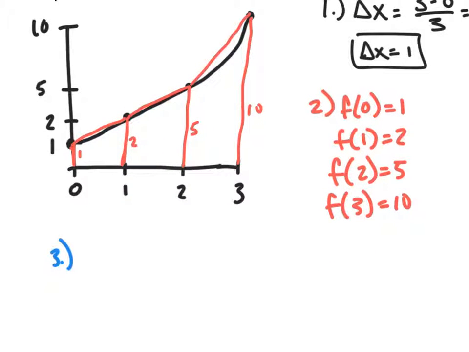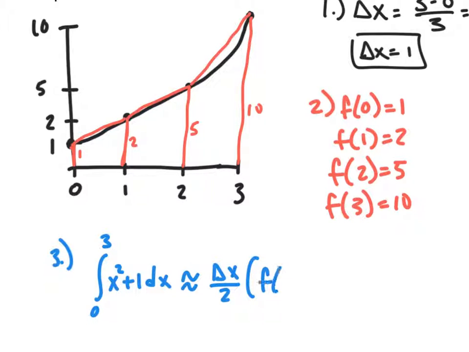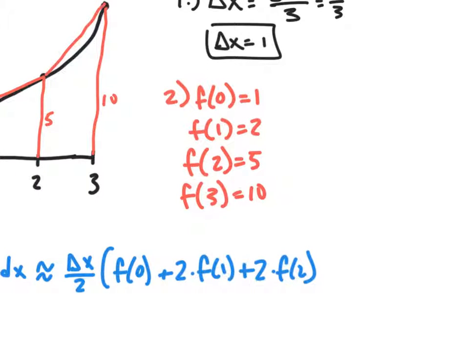So I'm going to say the integral from 0 to 3 of x squared plus 1 dx is approximately equal to delta x over 2 times my first y value, which is f of 0, plus 2 times f of 1, plus 2 times f of 2, and then my last one I'm just going to put out as a single, plus f of 3.